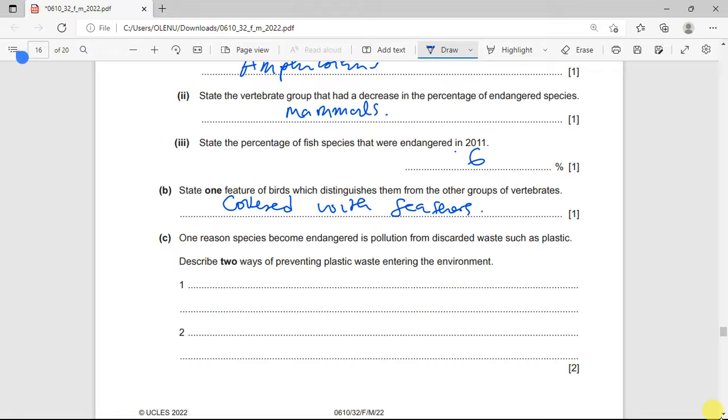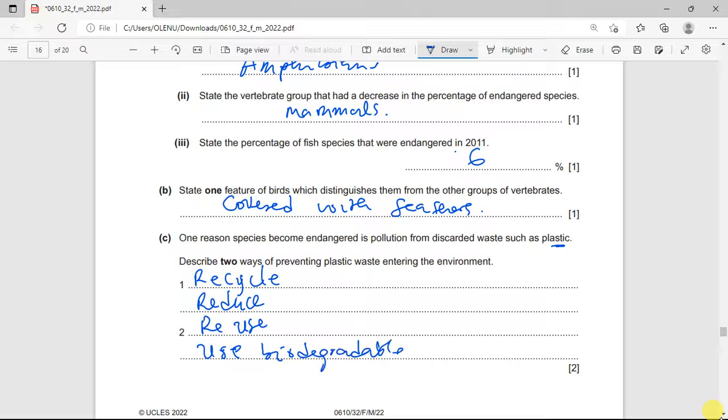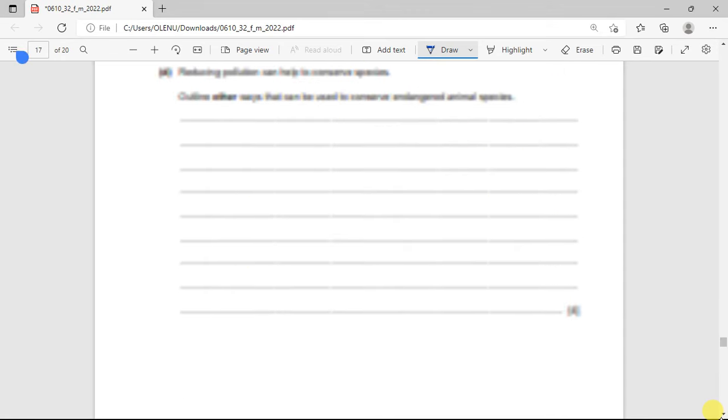One reason species become endangered is pollution from discarded waste such as plastic. Describe 2 ways of preventing plastic waste entering the environment. First, you recycle, reduce the use, reuse, you use degradable plastic, use biodegradable plastic. I believe any 2 of that will go.